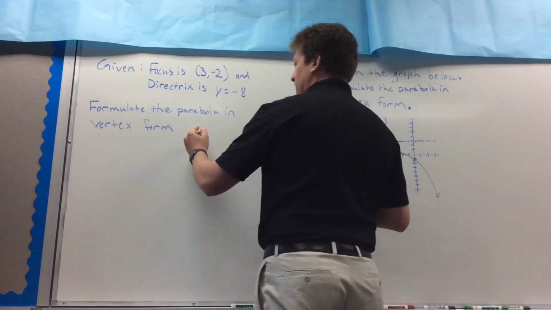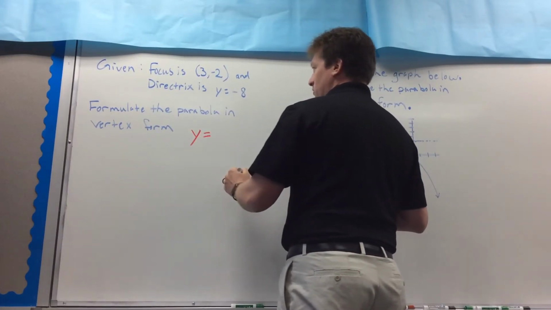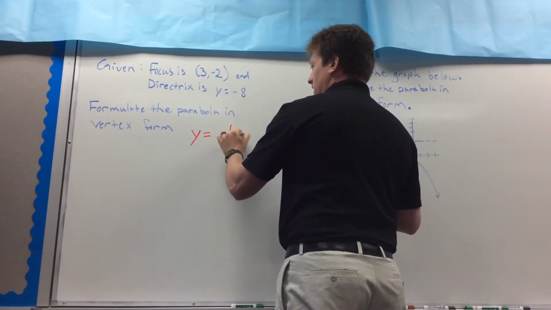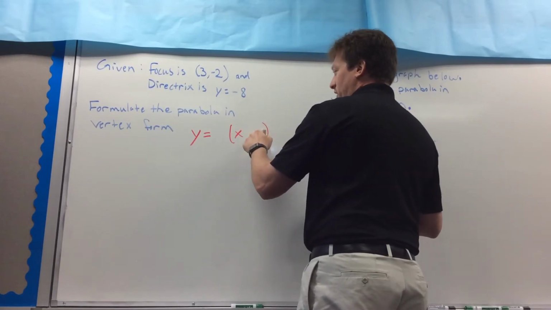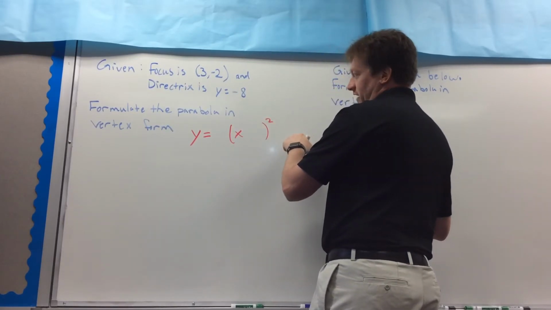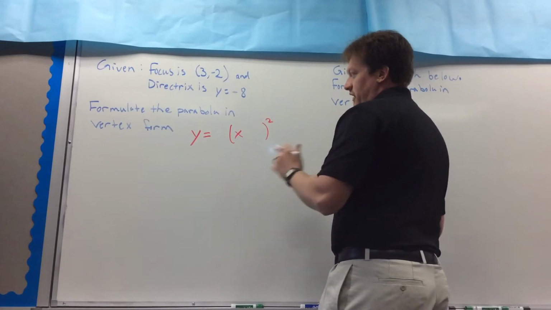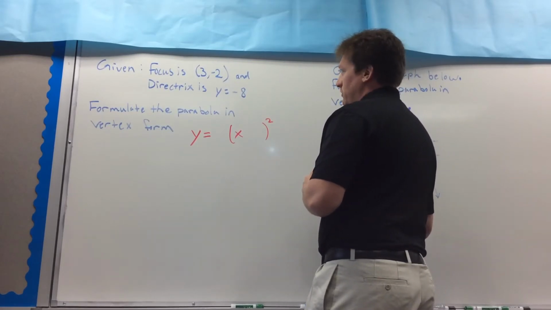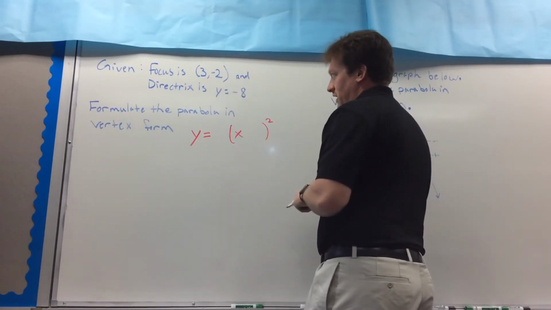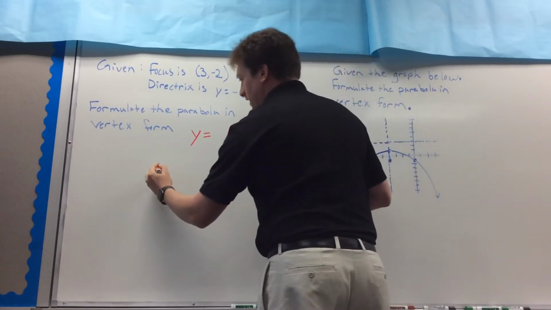So that's going to look like this. Y is equal to some number, x, you're going to have a number here, squared, and then a number here on the outside. And we need to figure that out. So the first thing we need to do is figure out where the vertex is given this information right here. So I'm going to do a quick sketch.